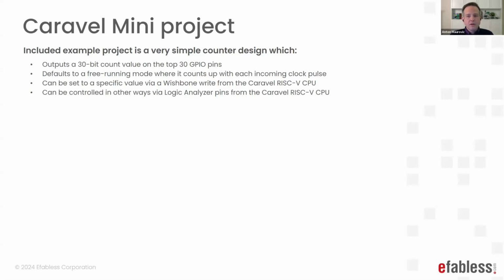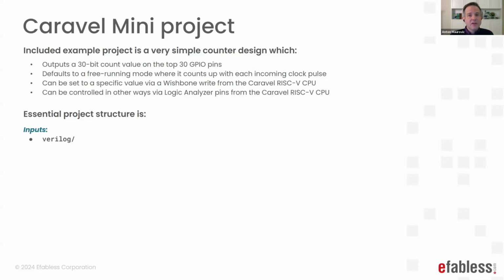But through the Caravel RISC-V CPU, you can take it over and you can use Wishbone writes to set a specific counter value, or you can use the internal logic analyzer pins to take control in other ways, and for example, override values or change the way that it counts. The essential structure of the Caravel Mini example project is that it has certain input files.